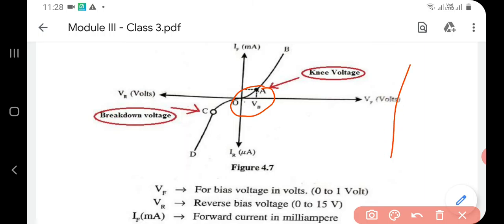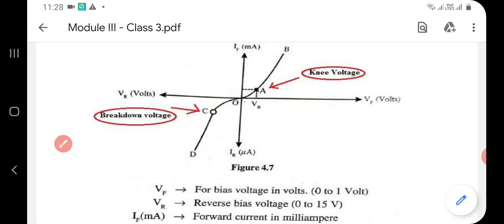we have to see here, this OA curve is non-linear, but after a particular point, say A, what happens? Forward current increases to a very large value with increasing bias voltage, and that region is linear. So this full curve, the curve OAB, is called forward characteristics of the diode. From O to A, that particular curve is non-linear, whereas from A to B it is linear. That is, with small increase in bias voltage, forward current increases, but after a particular point, say A, forward current increases to a very large value with increasing bias voltage.